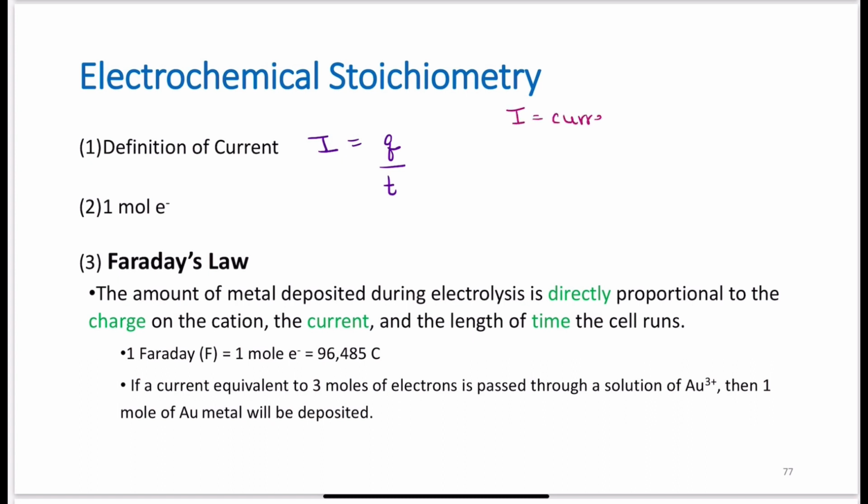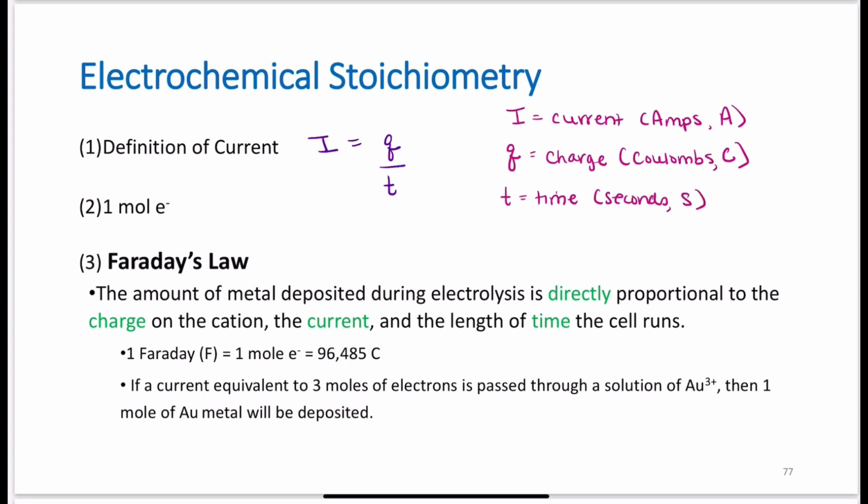I is our current, which is measured in amps, capital A. q does not mean heat here. It's not thermochemistry. q means charge, which is measured in coulombs, capital C. And t is time, but specifically in seconds, lowercase s. 1 amp is equal to 1 coulomb per second. And then 1 mole of electrons carries 1 joule of charge.